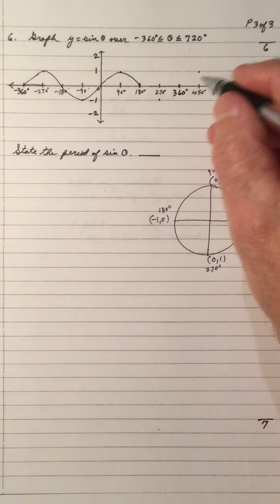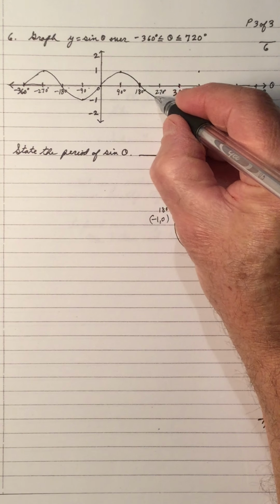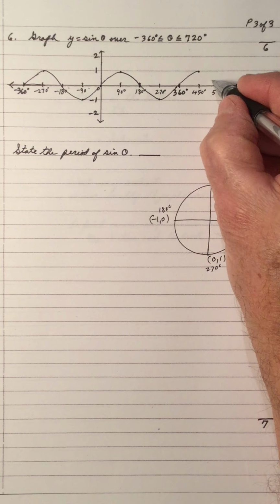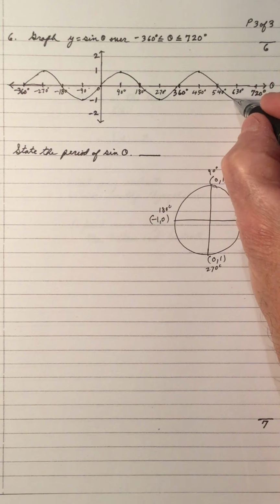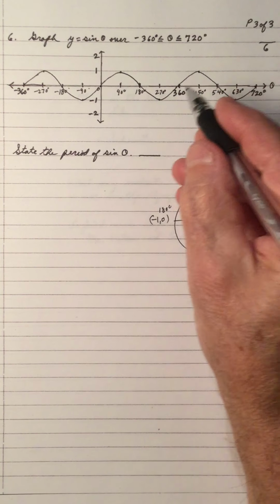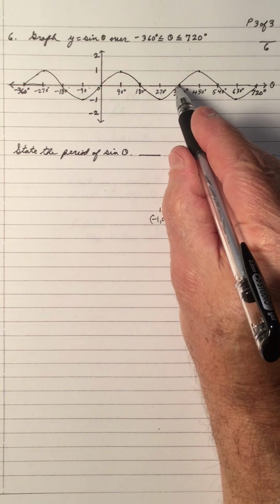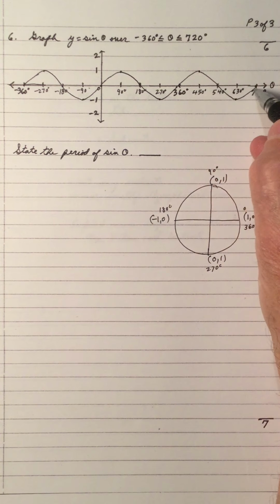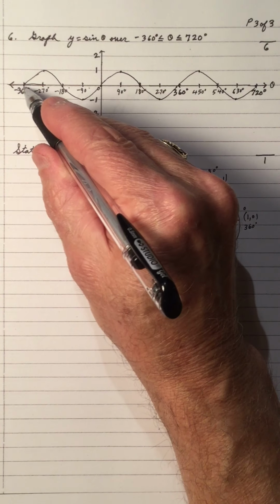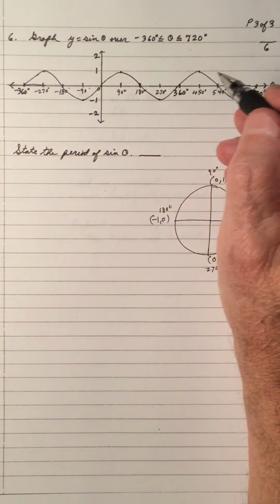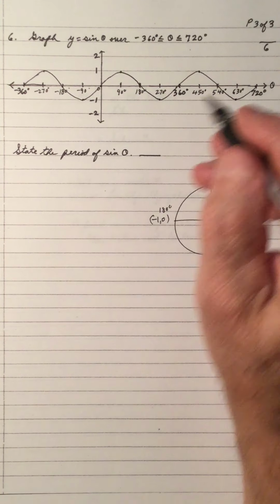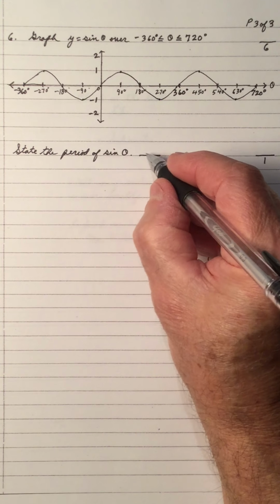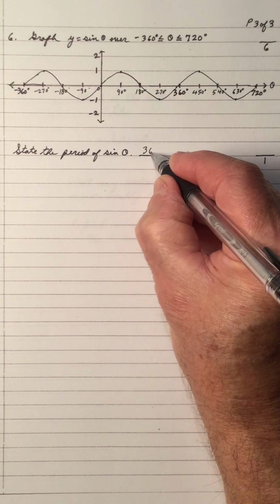So you notice that if I keep tracing this out, it's like a snake. It just keeps going on and on. Notice between 0 and 360, you get one S. Between 360 and 720, you get another S. And between -360 and 0, you get another S. So that means the period of sine theta is 360 degrees.